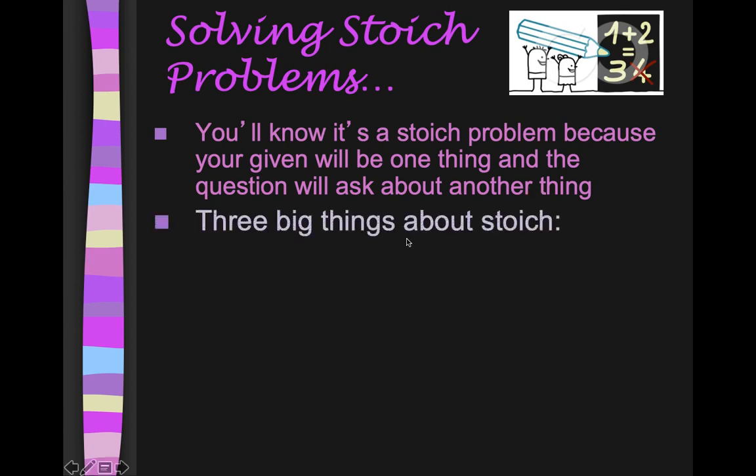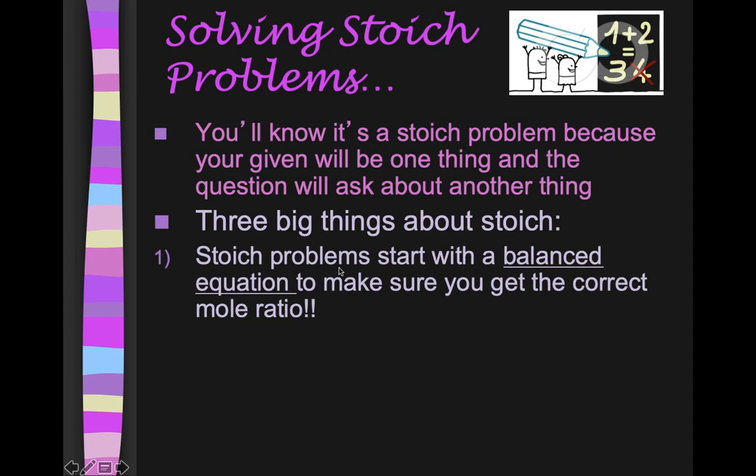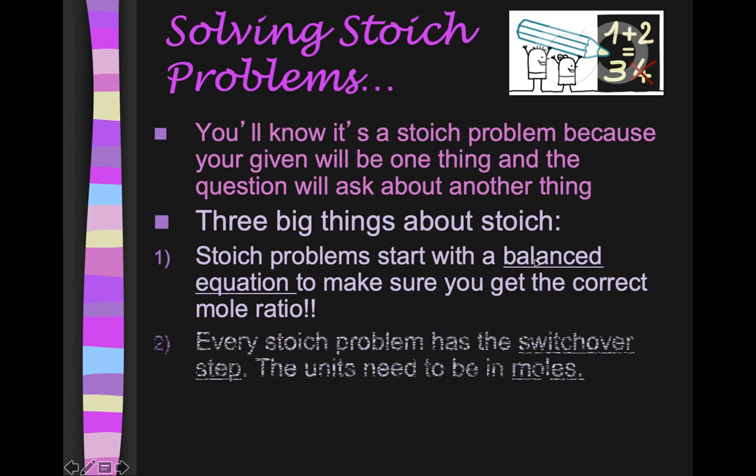So the 3 big things you need to know about stoic are this. Stoic problems need a balanced equation. Without it, all your mole ratios will be 1 to 1 to 1. Now, that's true sometimes, but not all the time. So make sure you start with a balanced equation. So anytime I give you a stoic problem, first go and check to make sure you have a balanced equation.